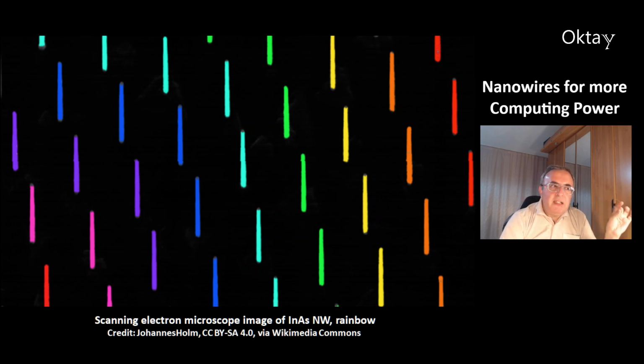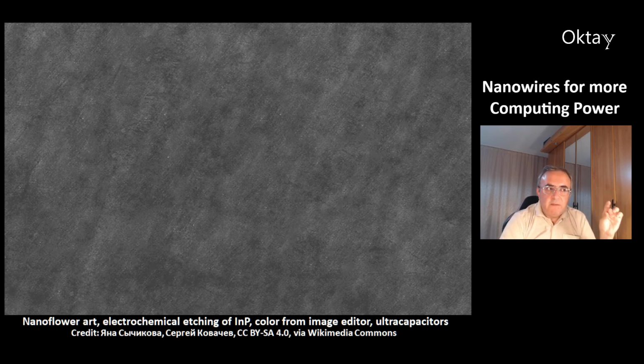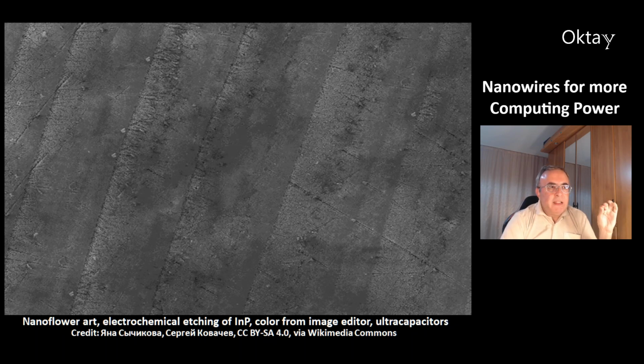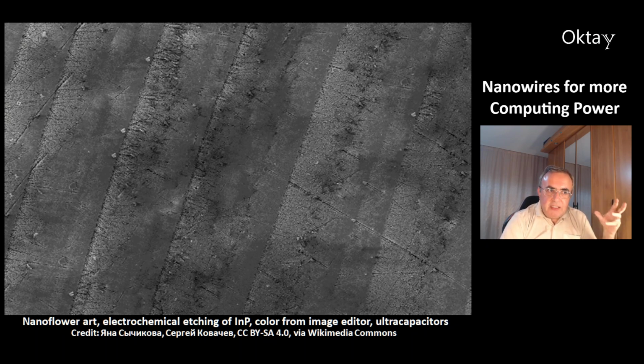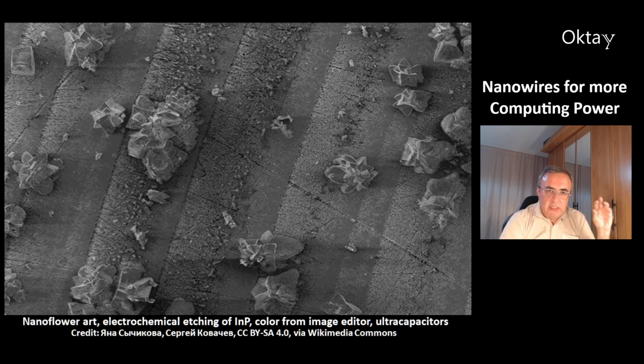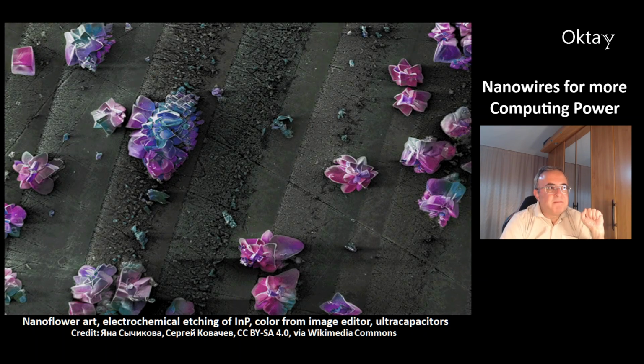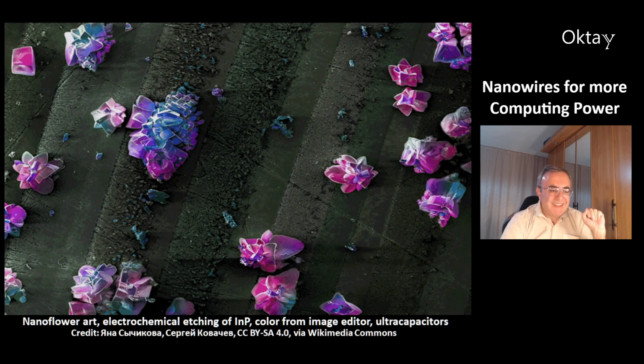This is a nice scanning electron microscope image of indium arsenide nanowires in rainbow colors. And this is nanoflower art that's made by electrochemical etching of indium phosphide. And then the color was added in an image editor. And these nanoflowers are also interesting because they could potentially be used as ultracapacitors, also called ultracaps. A nice picture.